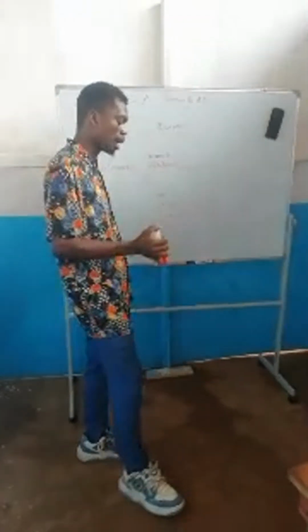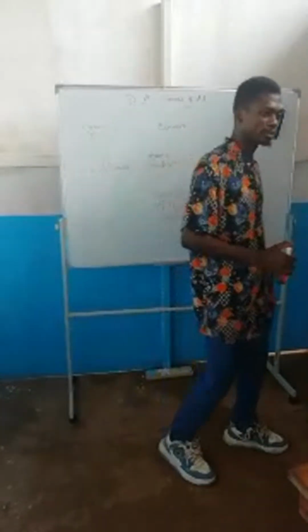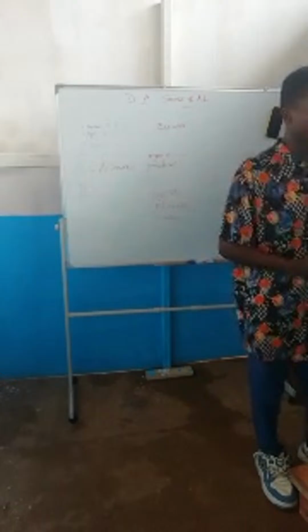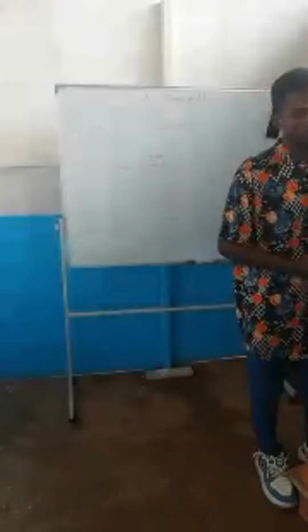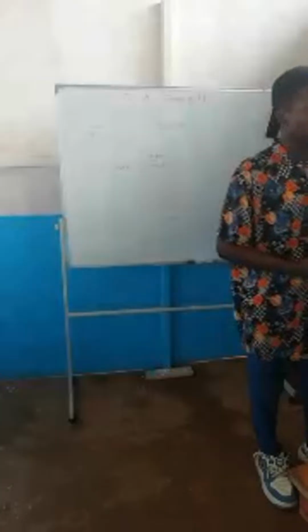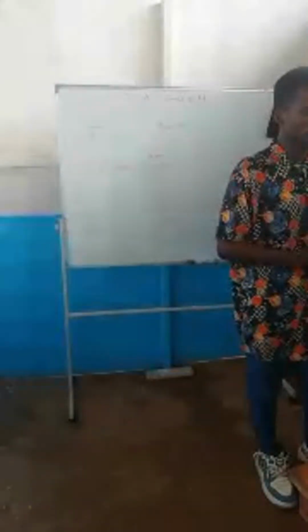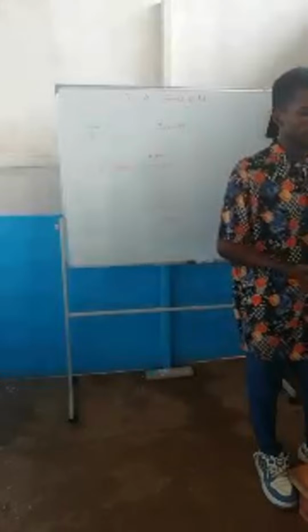How many divisions are there in Cameroon? Cameroon has how many divisions? 58. How many subdivisions? 200 and something. It's small. How many subdivisions? It's 300 and something. Now what is that something? 369. So it means that we have 360 subdivisions in Cameroon. You understand?